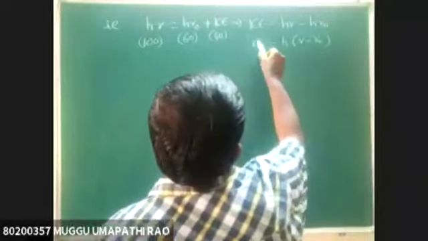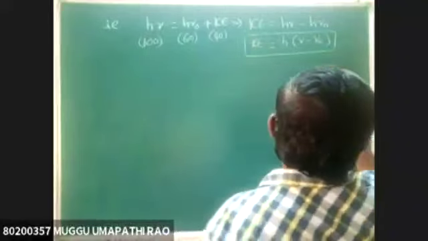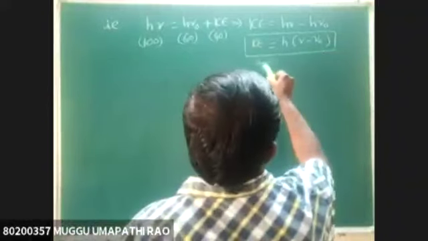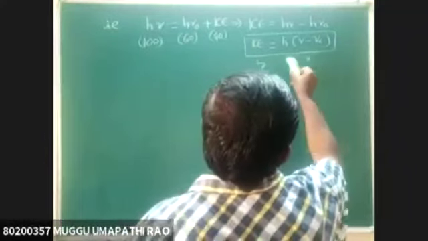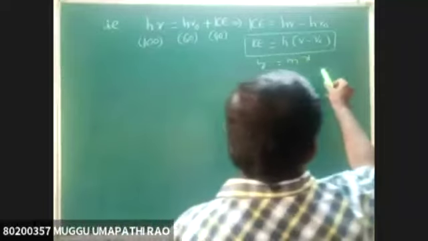Kinetic energy is equal to what we can write? h(ν − ν₀). It seems to be of the form y = mx. That's why I'm writing here.